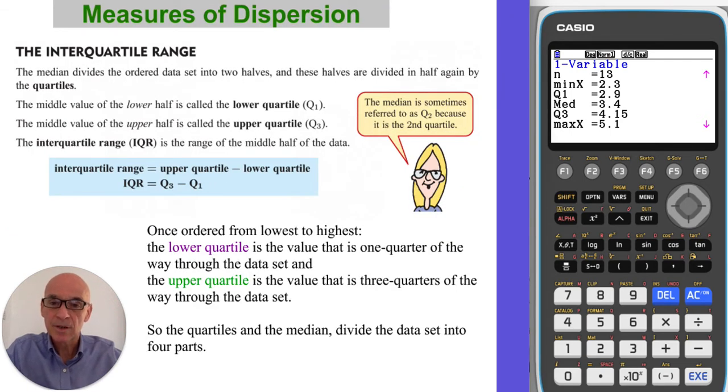So the interquartile range is similar to the range, but it looks at the range between what's referred to as the lower quartile and the upper quartile. The median divides the data into two halves, and if we divide the halves into halves again, of course we get quarters. And we do that with the quartiles. So the middle of the lower half is called the lower quartile, Q1, and the middle of the upper half is called the upper quartile, Q3. The interquartile range is Q3 minus Q1.